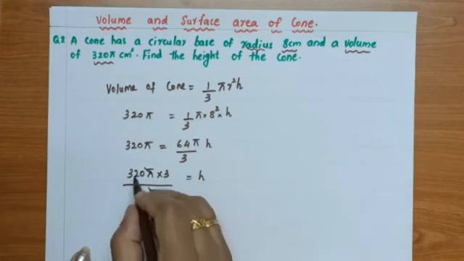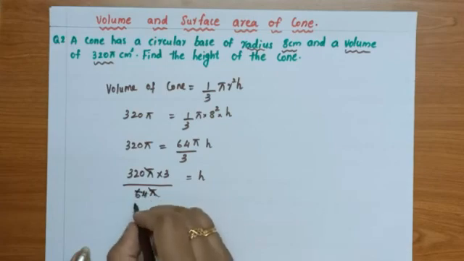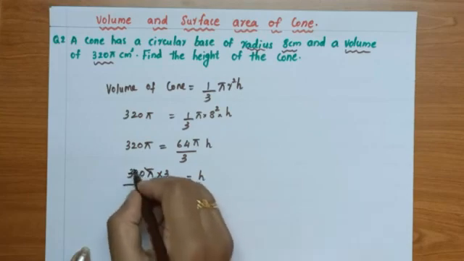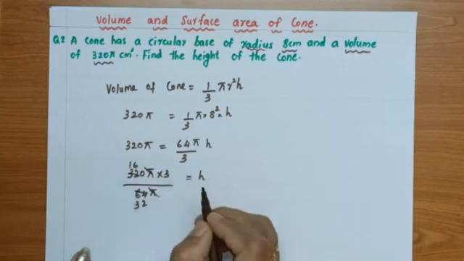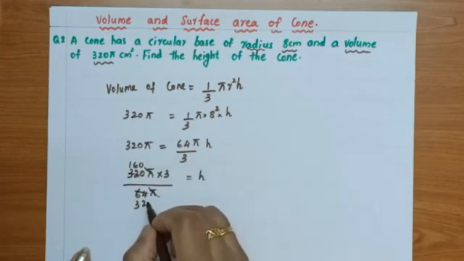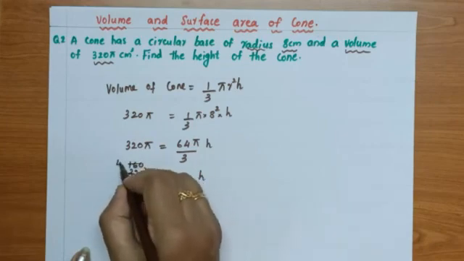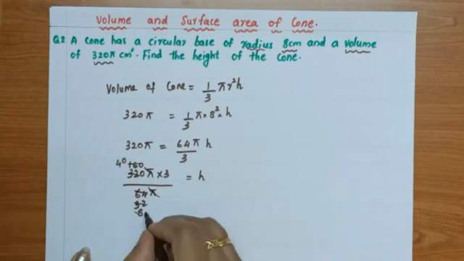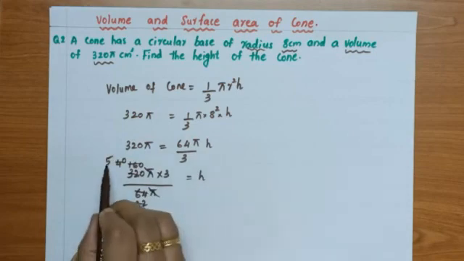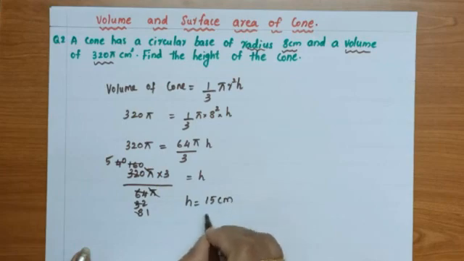Here 64 and 320 are there in table 2. 2 3s are 6, 2 2s are 4. Here 2 16s are 32 and 0. 32 and 160 are there in table 4. 4 8s are 32. 4 40. 8 and 40 are in table 8. 8 ones are 8. 8 5s are 40. So 5 into 3. So h equals 15 centimeter.